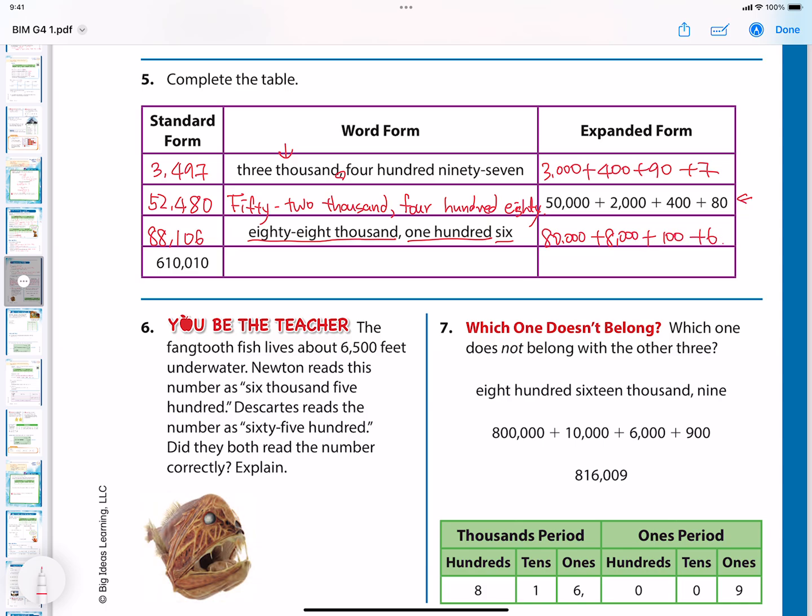And they gave a standard form, which is 610,010. Okay, so let's write it down. 610,000. Oh, sorry. I was thinking something else. Sorry. 10,000, comma, and 10. That's it. And expanded form is what? 600,000 plus 10,000 plus 10.